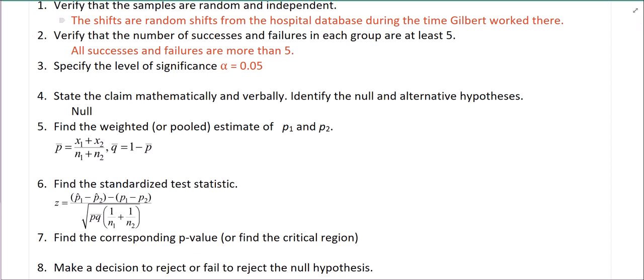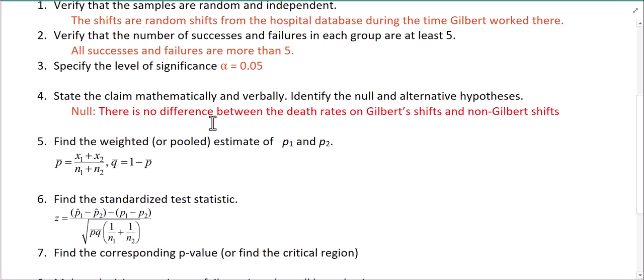is, let me change the color of that. So then the null hypothesis will include the equality statement. That means that there's no difference, that her proportion of deaths will be the same as the proportion of deaths when she wasn't working. Meaning there's no difference between P1 and P2. So we can say that there's no difference between the death rates when Gilbert was working versus when she wasn't working.